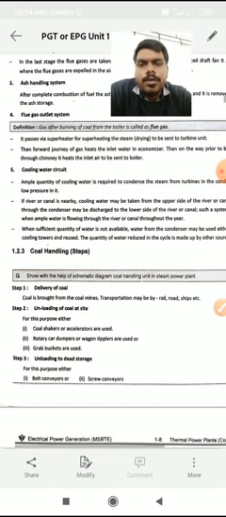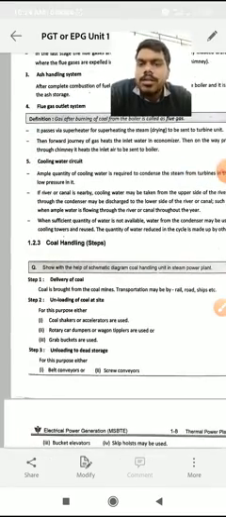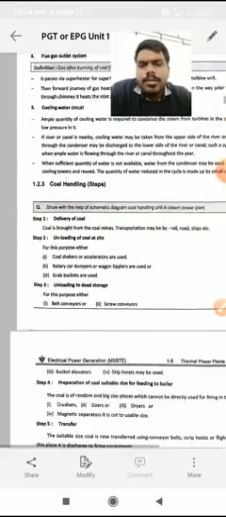So an ample quantity of cooling water is required to condense the steam from the turbine in the condenser and to maintain low pressure in it. We have to maintain the low pressure of the steam so that the further process can be done. So in the condenser, a lot of cooling water is needed. If a river or canal is nearby, then cooling can be done very easily.